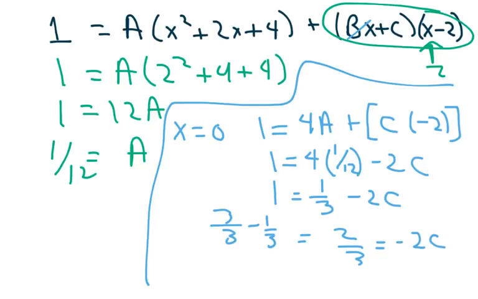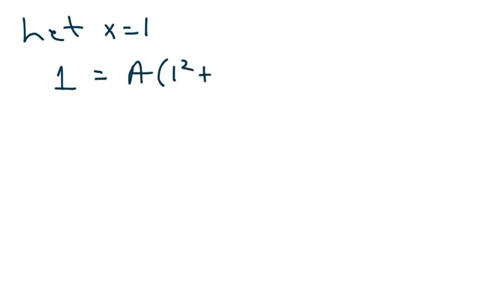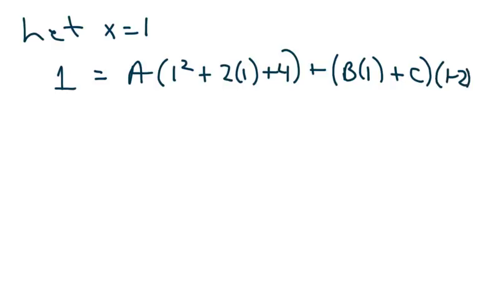You divide both sides by negative 2, you're going to get c equals negative 2 over 6, which equals negative 1 over 3. So we now know what a is, and we know what c is, and we have to find b. So to find b, we're going to let x equal 1. So we get 1 equals a times 1 squared plus 2 times 1 plus 4, plus b times 1 plus c times 1 minus 2.